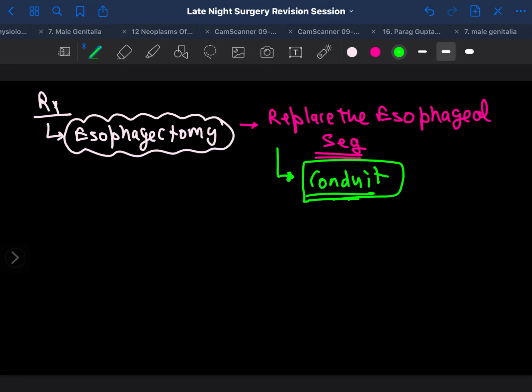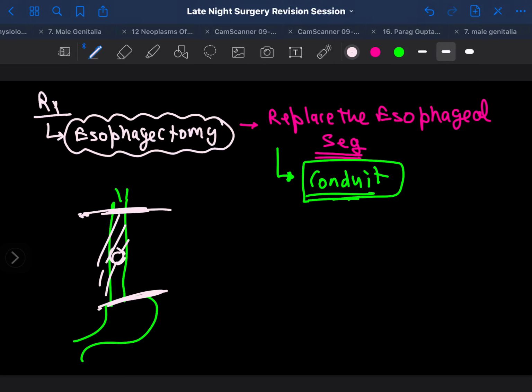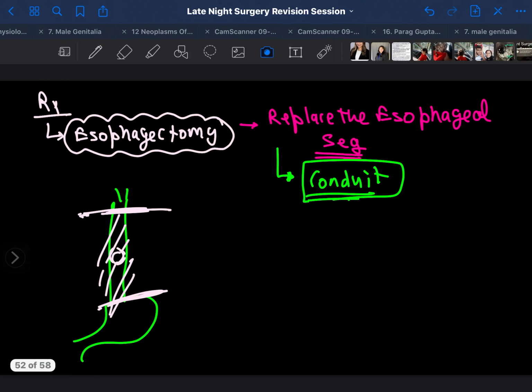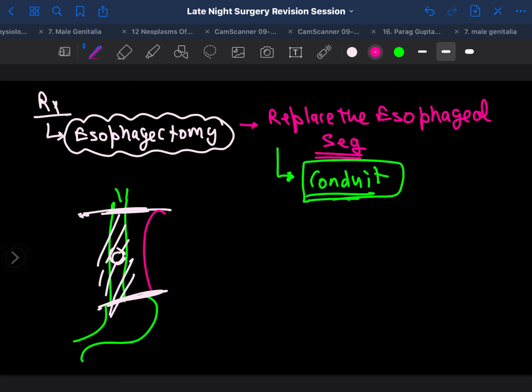Now what you need to understand is the different types of conduits. I hope you understood this point, guys. Let's say this is the upper part of the esophagus and this is the stomach. Now let's say there is a carcinoma of this part. You will cut the esophagus over here, you will cut the esophagus over here, and you will take this out. But you cannot keep it like this, right? You will have to replace this part with something. Whatever you use to replace it is what is called your conduit.